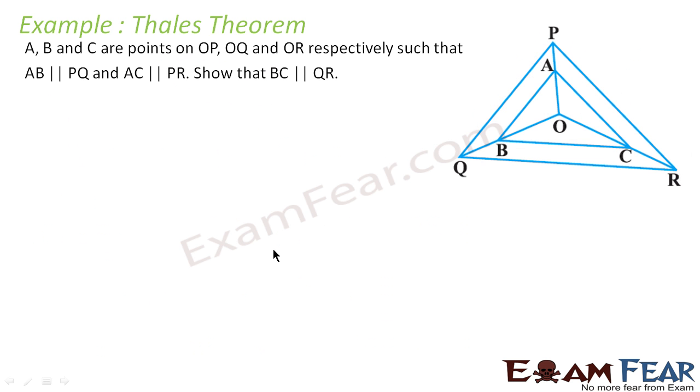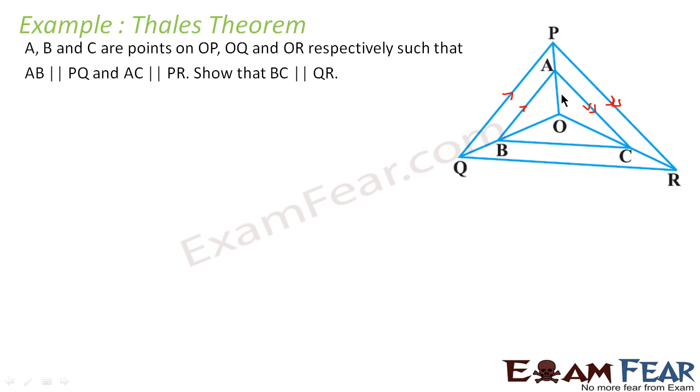Here it is given that AB is parallel to PQ, and AC is parallel to PR, correct? We have to prove that BC is parallel to QR. So what we can do here is, we know that these points A, B and C are dividing these lines OP, OQ and OR.